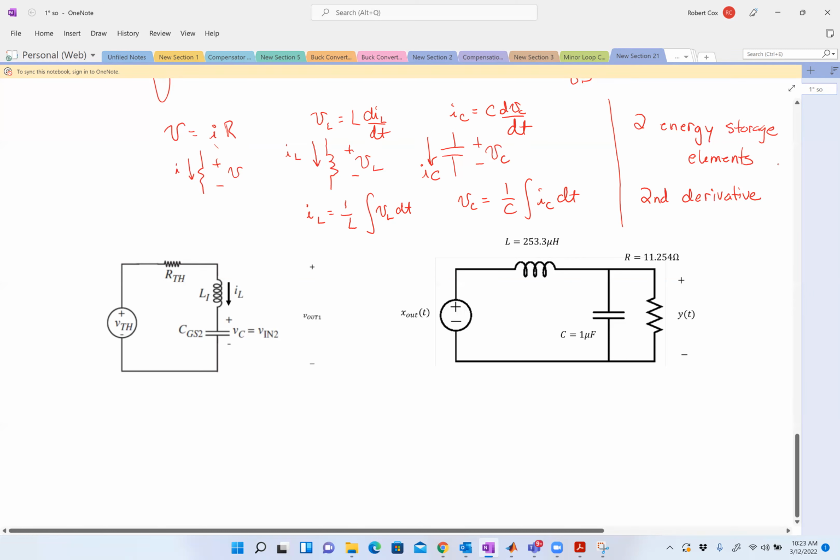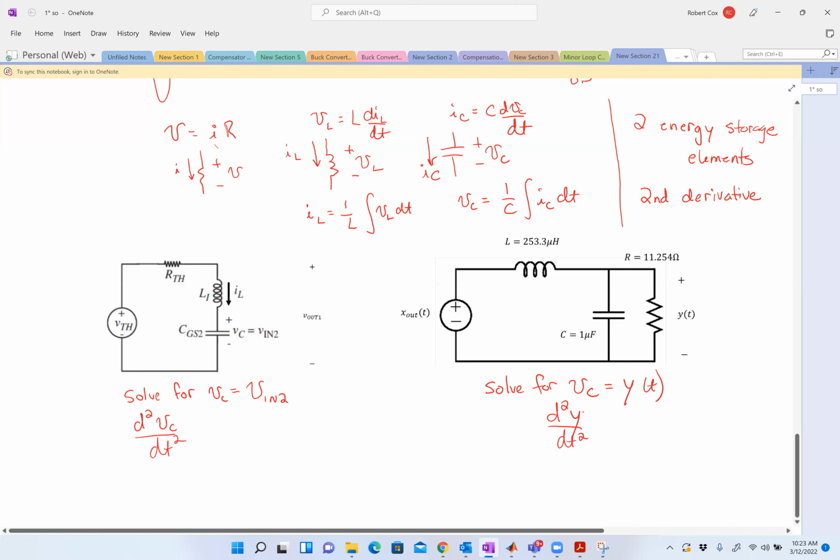In the case of the circuit shown here on the left, which comes from problem three, they've asked us to solve for VC, the capacitor voltage, which is written here as VN2. And in the case of the circuit shown here on the right, they've asked us to solve for the capacitor voltage, V sub C, which we've been told to call Y of T. So we're solving for a voltage on a capacitor in both cases. That means both of these should have a second derivative on the capacitor voltage. In this case, we're going to say d squared Y by dt squared.